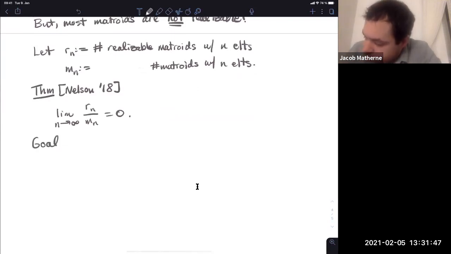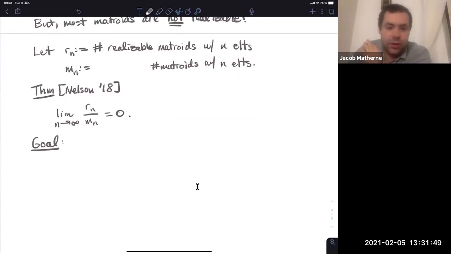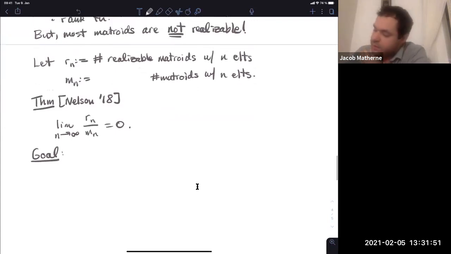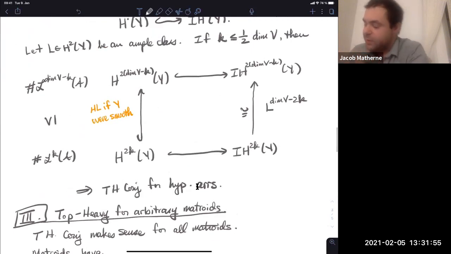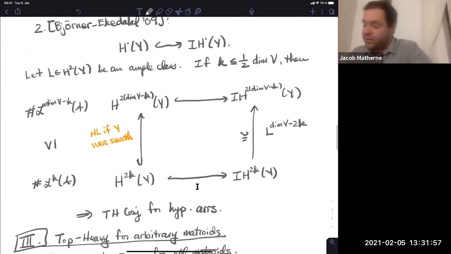Okay, so the goal is I want to prove this for all matroids. And what I'm going to do is sort of emulate this same proof. I'm going to set up some kind of commutative diagram like this. I'm going to have some ample class, and I want to use the Hard-Lefschetz theorem. The problem is that for arbitrary matroids, I don't have this hyperplane arrangement.